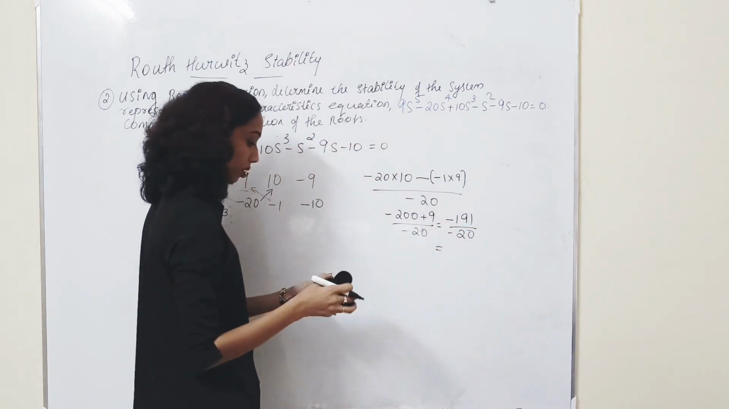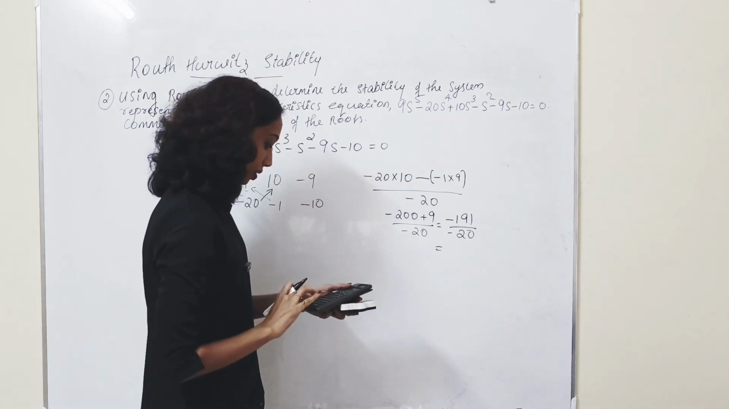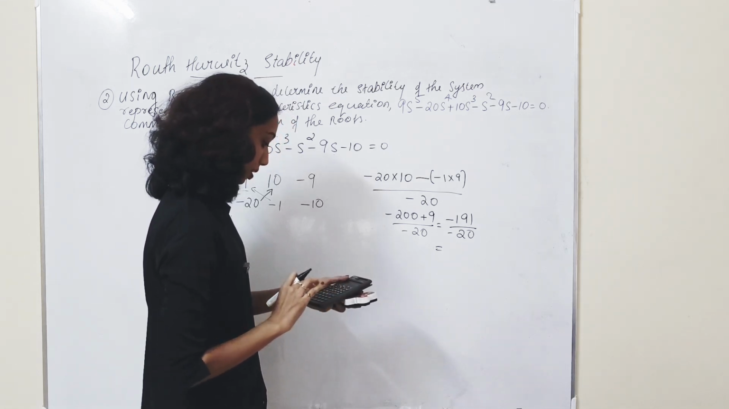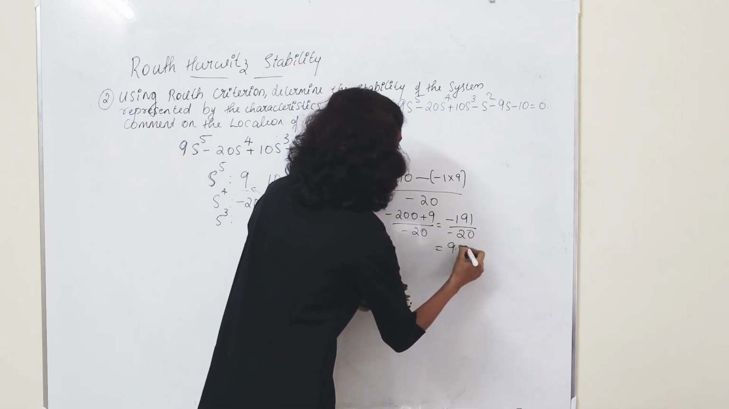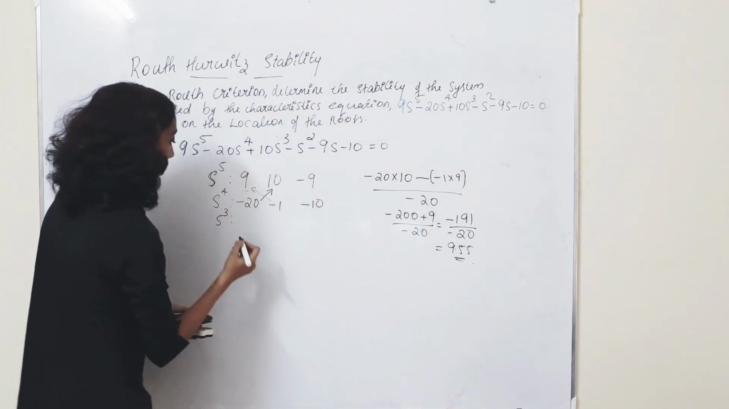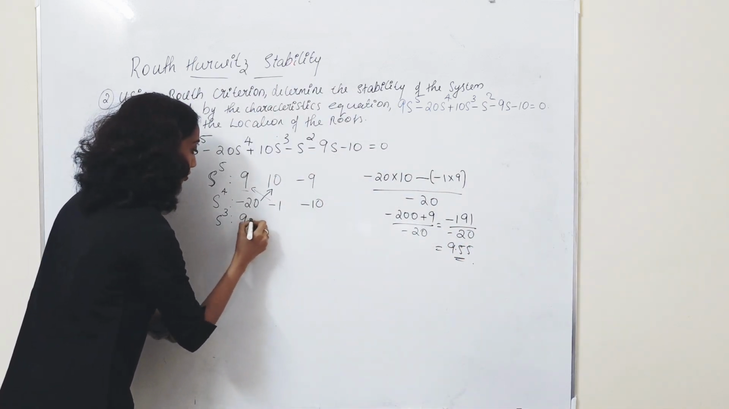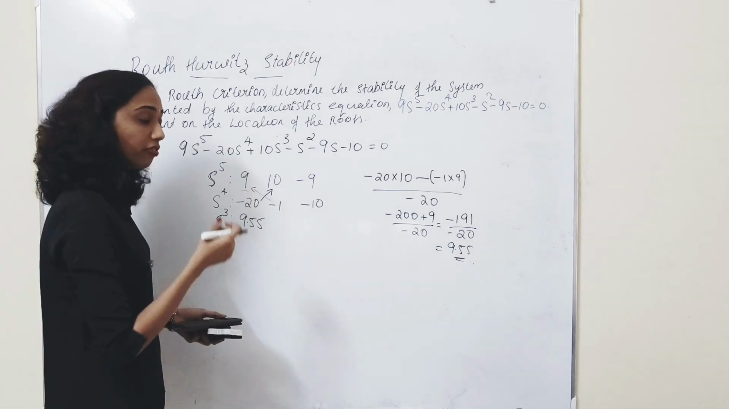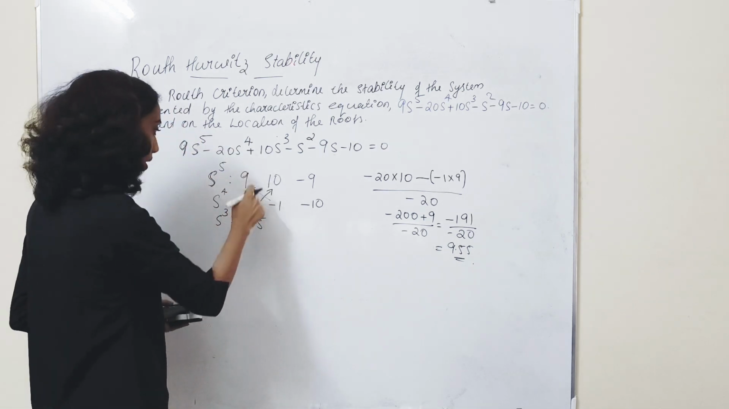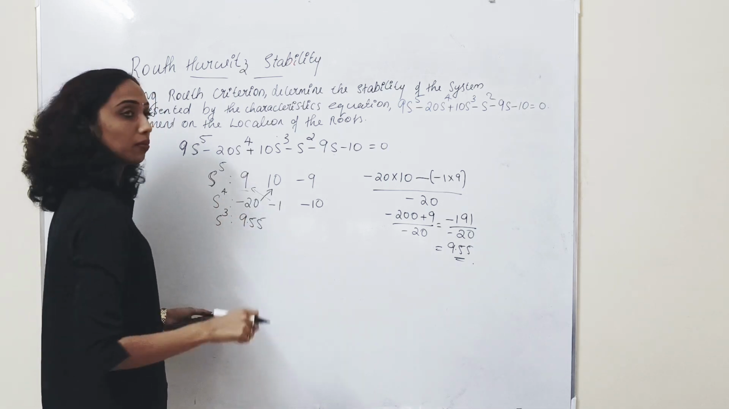Minus 191 divided by minus 20. It should be a positive value. That is 191 divided by 20. So we get 9.55. Okay, s raised to 3, the first column number in s raised to 3 is 9.55, or the coefficient of s raised to 3 by the calculation is 9.55.